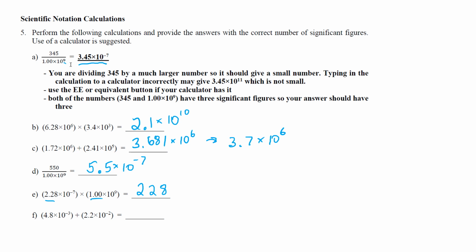Then 4.8 times 10 to the negative 3 plus 2.2 times 10 to the negative 2. I get 0.0268. I'm going to go ahead and convert this to 0.027. If I wanted to do this in scientific notation, this would be 2.7 times 10 to the negative 2. Both of these are the right answer.